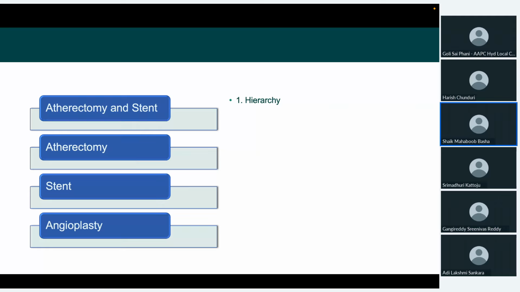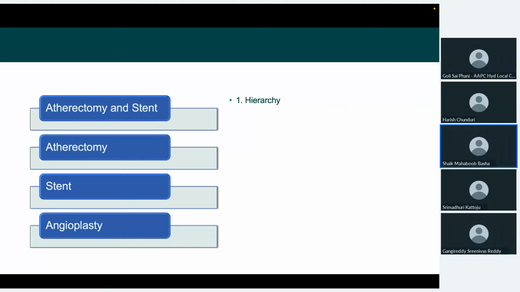In the common iliac of the left leg, they place a stent. In the external iliac, they do angioplasty. So will you code both or a single code? Someone is saying only one stent code. No, we can code both. Why? Because these are different arteries, and we have an add-on code for this. So we can code both.